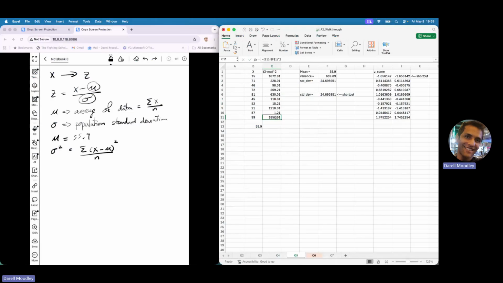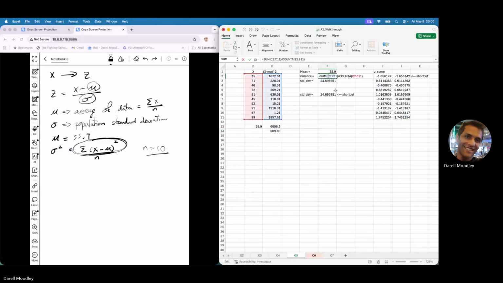Once I do this for everything, then essentially the numerator in my equation is just the sum of this column. That's essentially what I'm doing here. That's the numerator, what I've circled here. And then all I need to do is divide by how many data points there are. Remember, in my example here, n is 10 because I have 10 data points. So if I divide that by 10, that'll give me my variance.